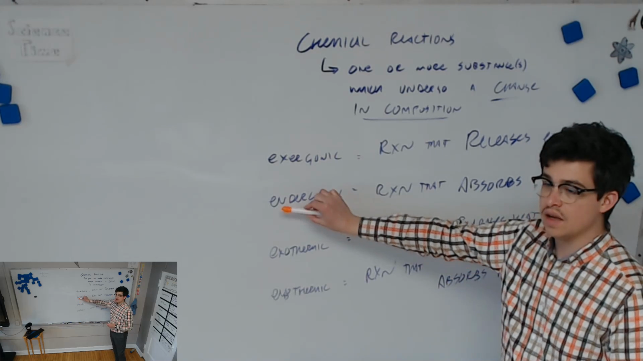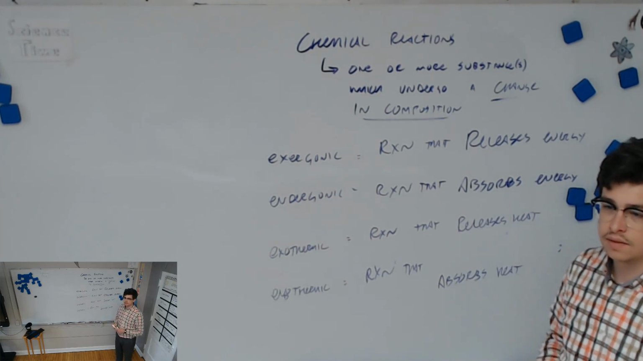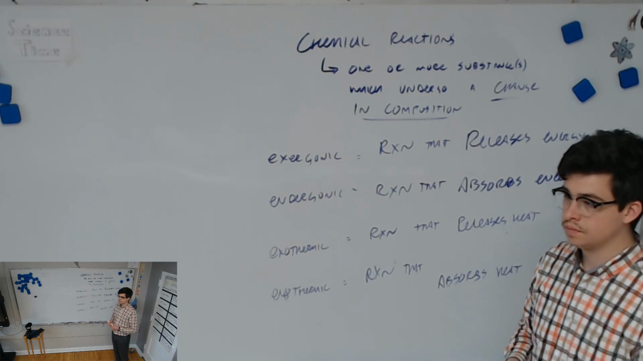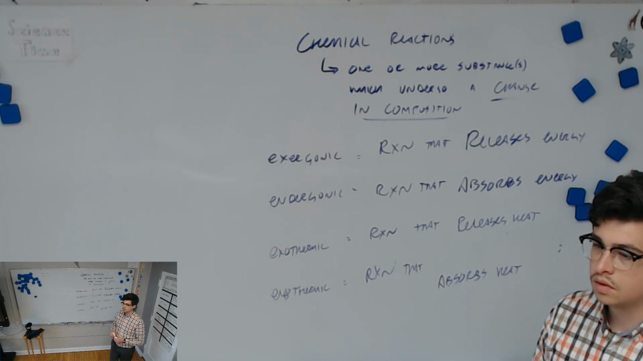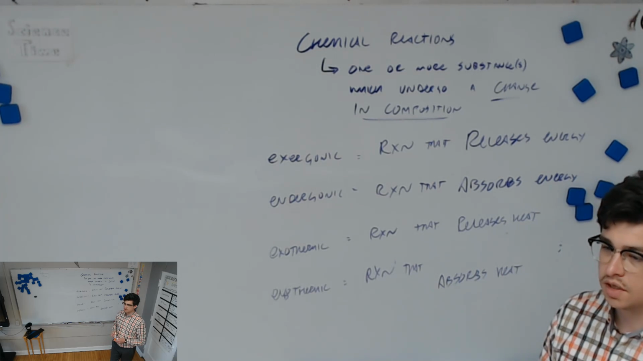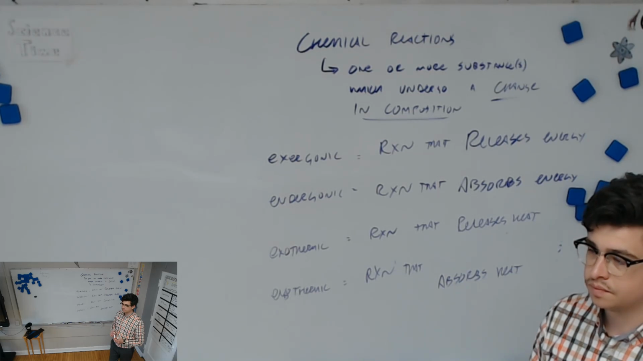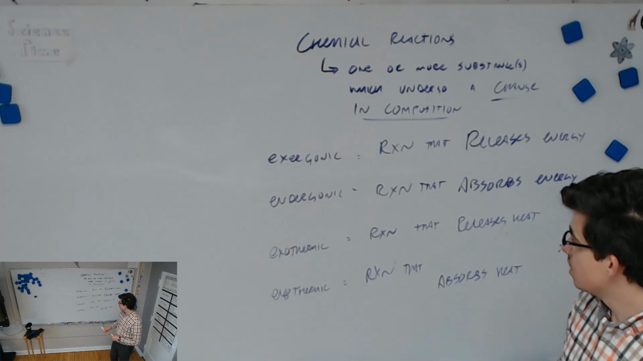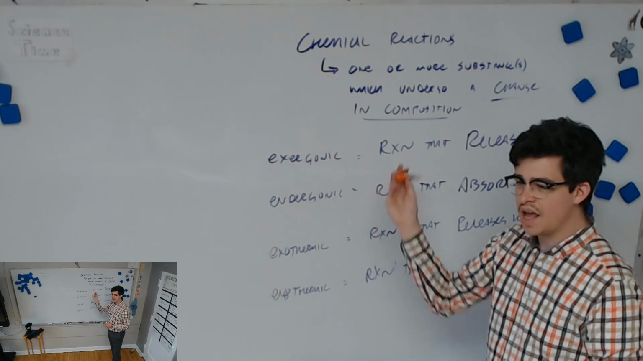Can you think of an endergonic chemical reaction that absorbs light? A solar panel. Yeah, it absorbs the light and then it goes into the battery. What's another example? A more common one that happens all around us. We absorb light energy. Photosynthesis. Photosynthesis is also endergonic. It absorbs light energy.